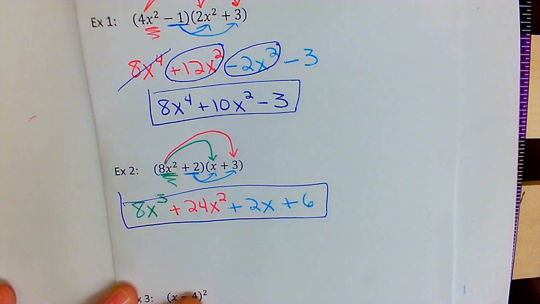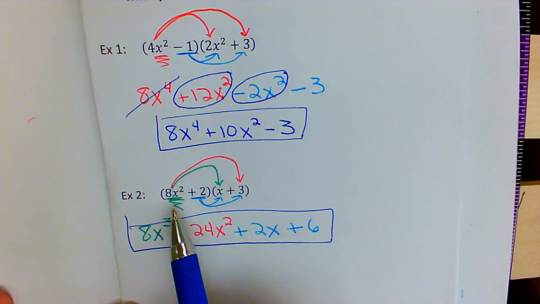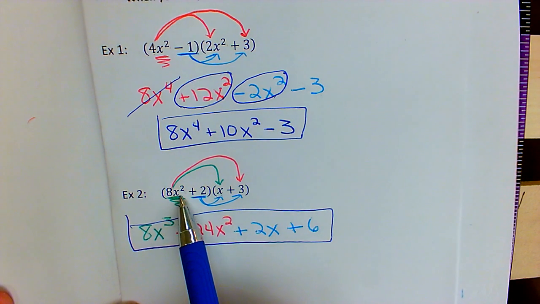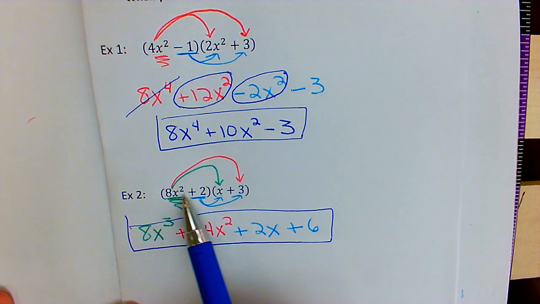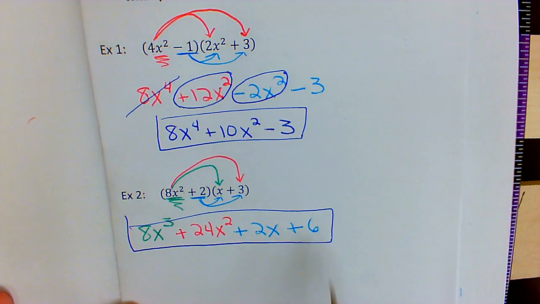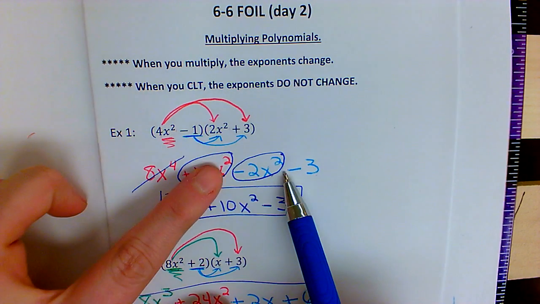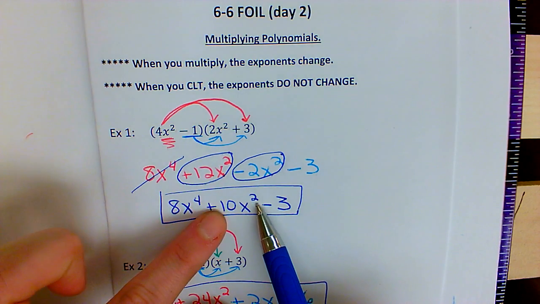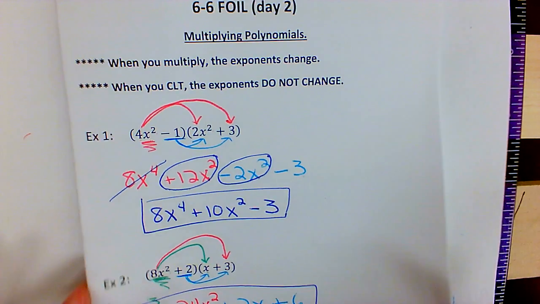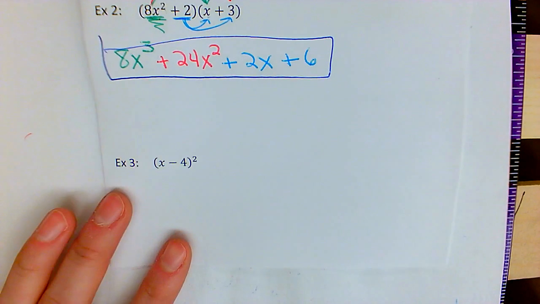The reason that happened on this problem, though, was because I started off with x squared and x. They started off with different exponents, so I didn't have like terms. Up here, they both started off with x squared, so I ended up having x squared as my like term. Let's move down to example number 3.